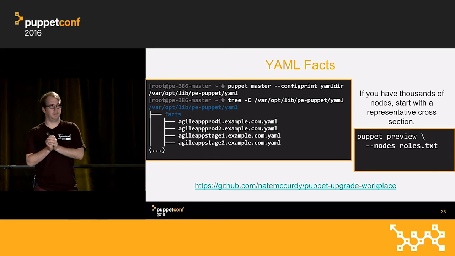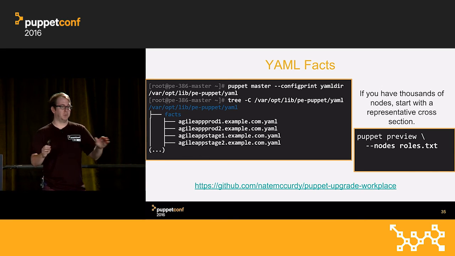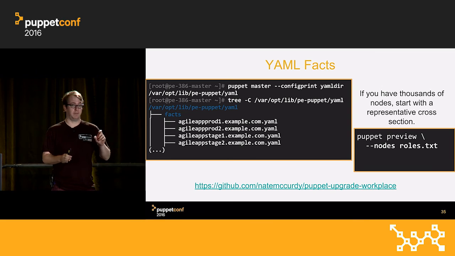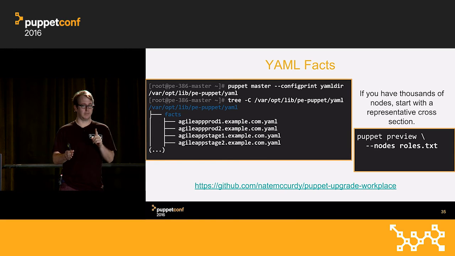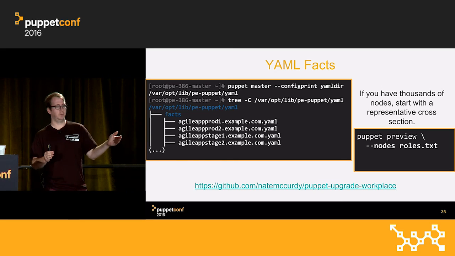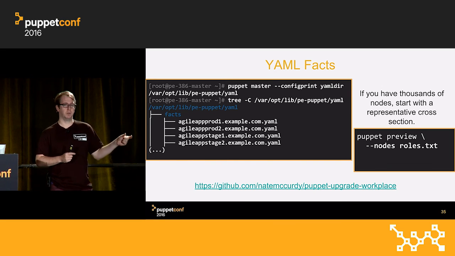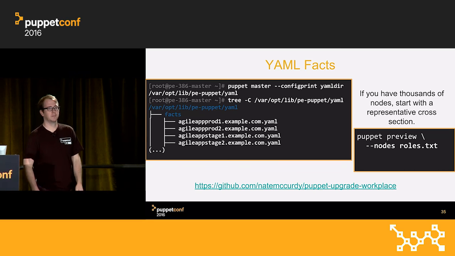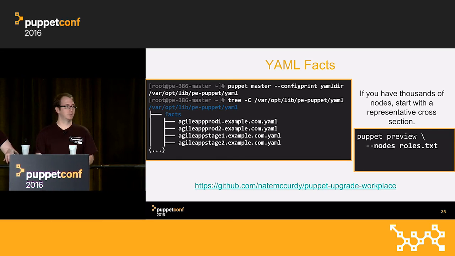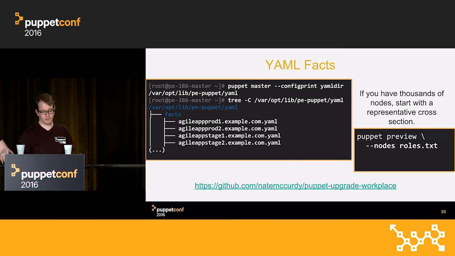So if you have 200 web servers and they're all exactly the same, they have the same role, as in roles and profiles, you don't need to compile a catalog for all 200 of them, just one, because it's the same Puppet code, right? So find that representative set of nodes, maybe that's just the list of your roles, and pipe that into the --nodes flag. That'll cut down your feedback loop to a lot faster times.